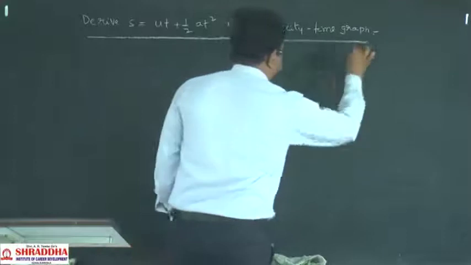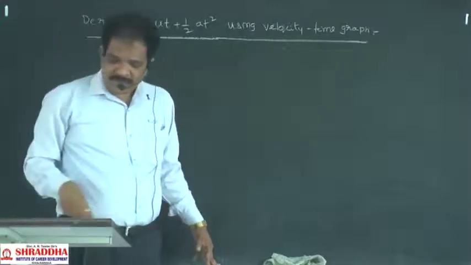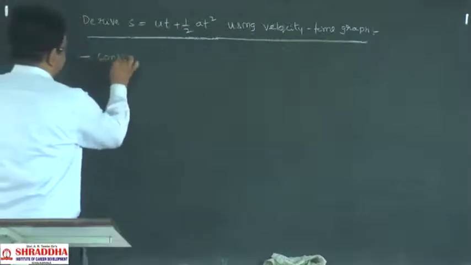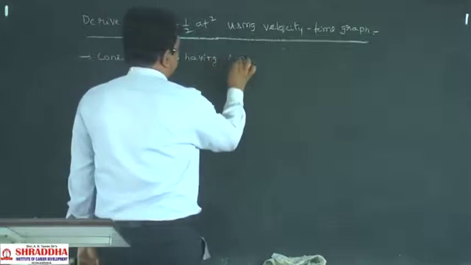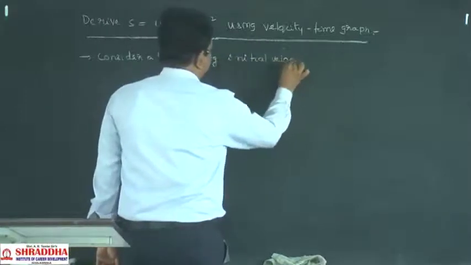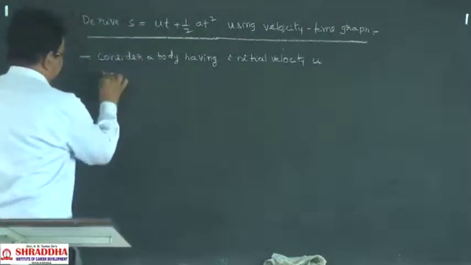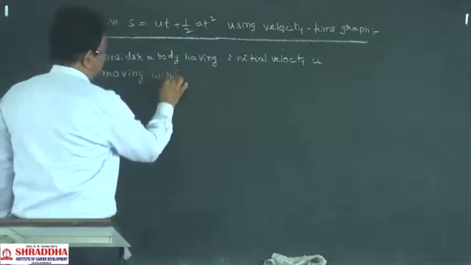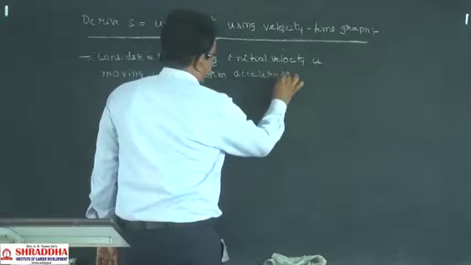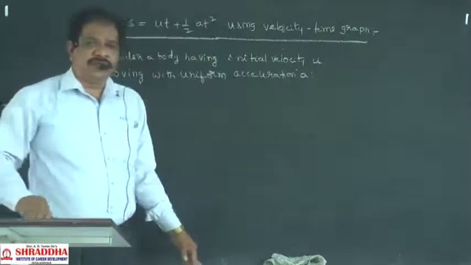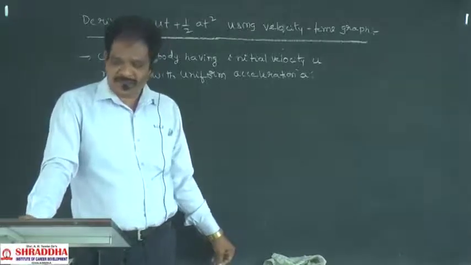So same, consider a body having initial velocity u, moving with uniform acceleration a. Same content we will take. We considered a body, and that body is having initial velocity u and it is moving with uniform acceleration a.